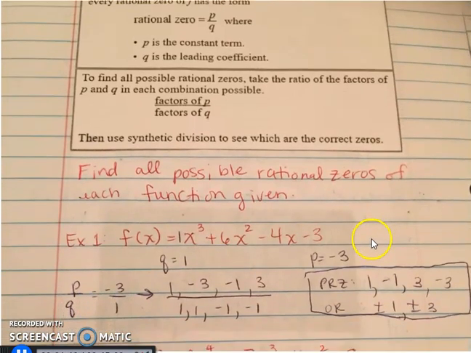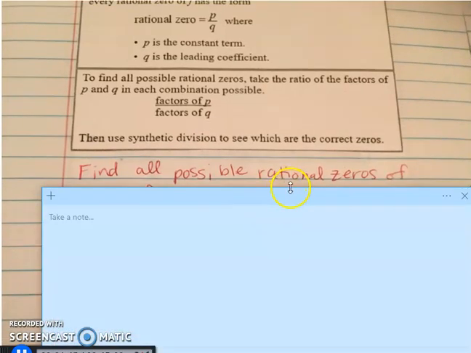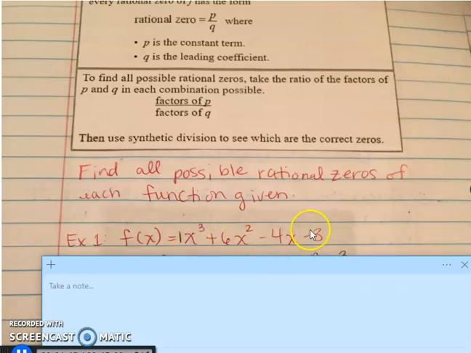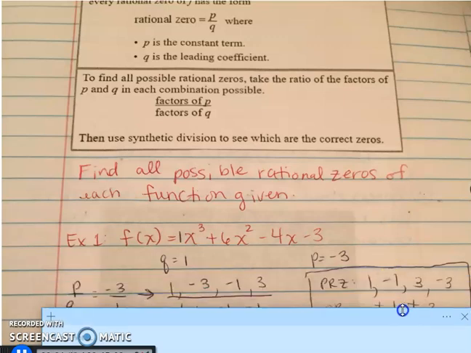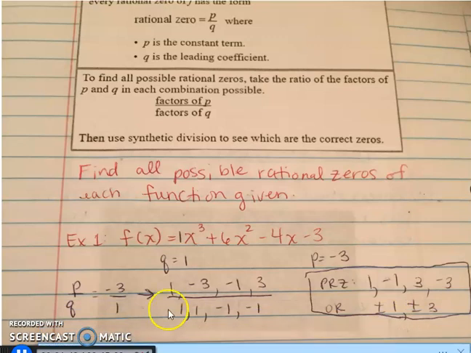So for example, we have f of x equal to this third degree polynomial. p in this case is -3, and q is equal to 1. So instead of checking all of the possible numbers for zeros using synthetic division, things like 2, 3, 7, 1/2, 2/3, and so forth, we're just going to use the factors of -3 over 1, or p over q. When we look at the factors of -3, you've got 1 and -3, and -1 and 3. When you find the factors of 1, there are 1 and 1, and -1 and -1.